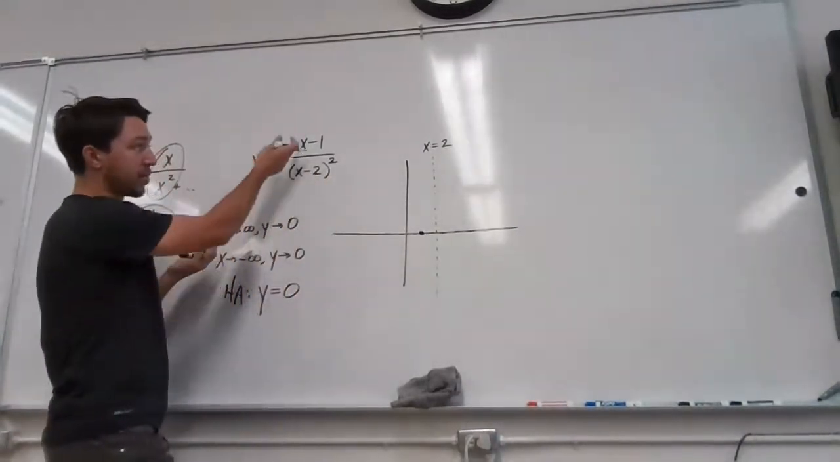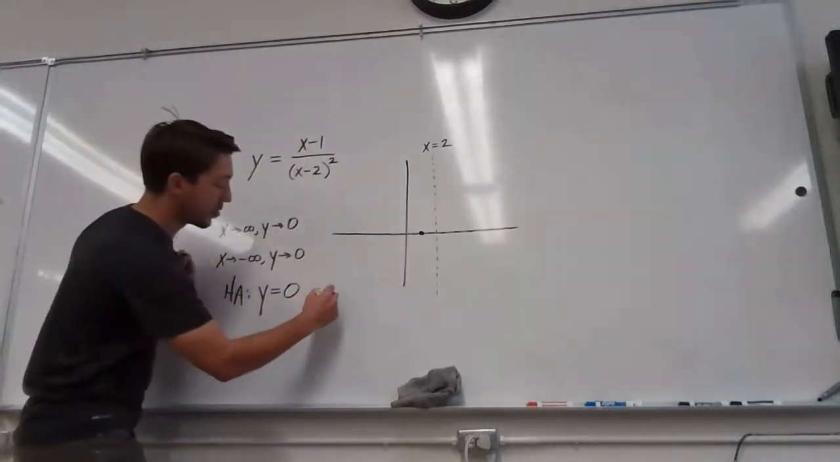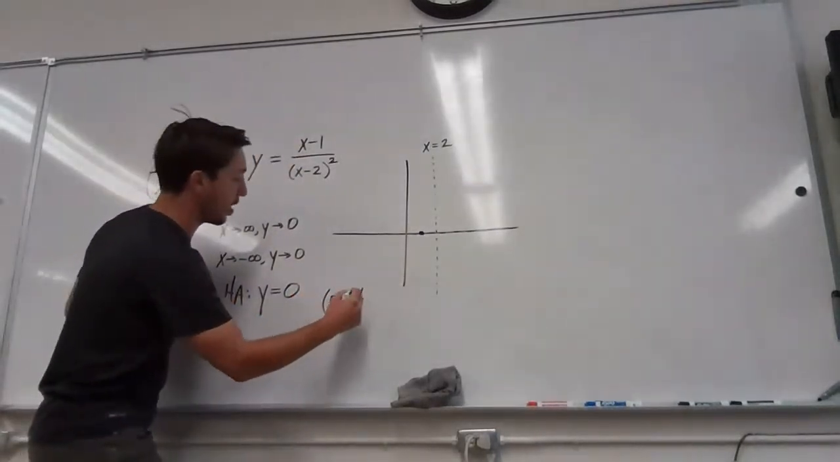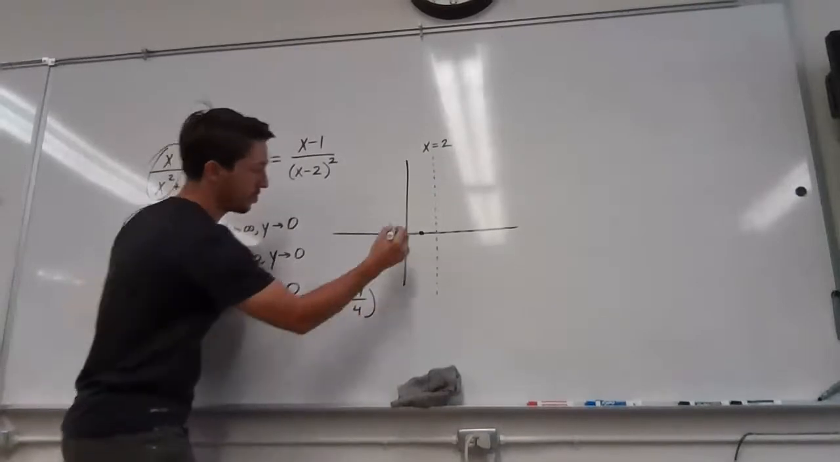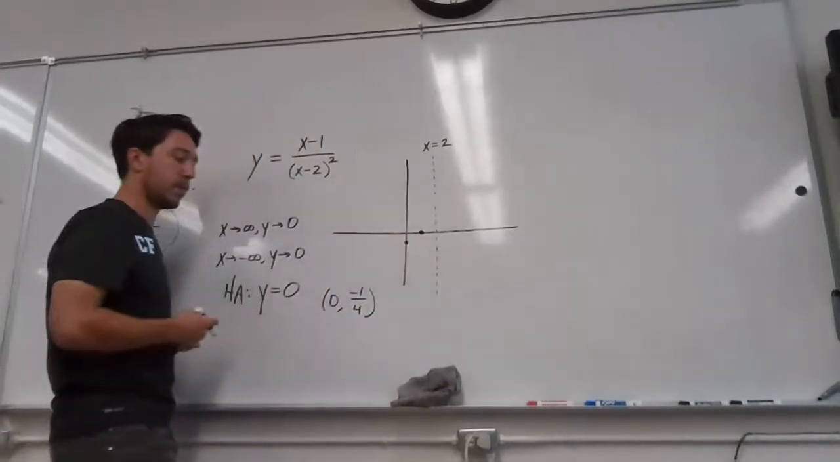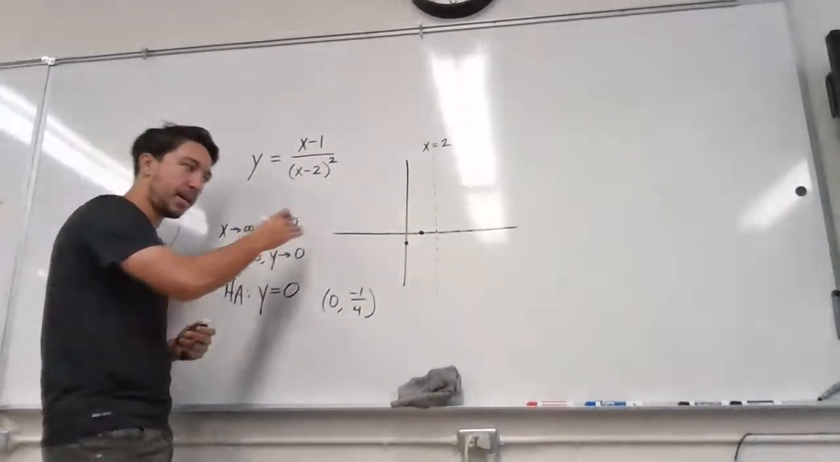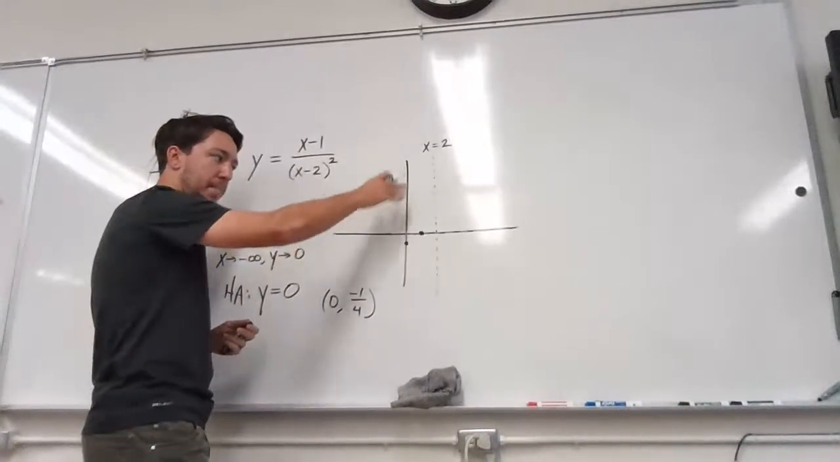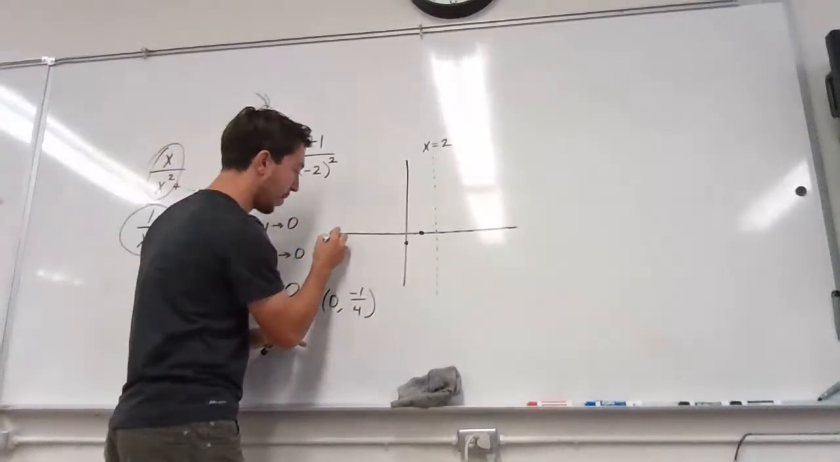Y-intercept. We went over the answer earlier. You just plug in 0. So if you plug in 0, when x is 0, you get negative 1 on top, positive 4 on bottom. So there you go. Here's the point 0, negative 1/4. So that's a nice little hint. Maybe you can see the shape kind of forming.